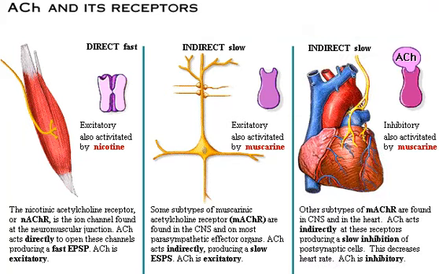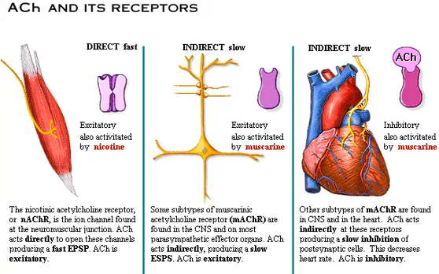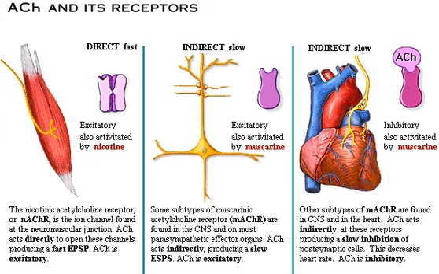Other subtypes of MACH receptor are found in the central nervous system and in the heart. Acetylcholine acts indirectly at these receptors, producing a slow inhibition of the postsynaptic cells. In the heart, this effect decreases heart rate. Acetylcholine is inhibitory at these muscarinic receptors, causing postsynaptic cells to hyperpolarize and the heart to slow down.